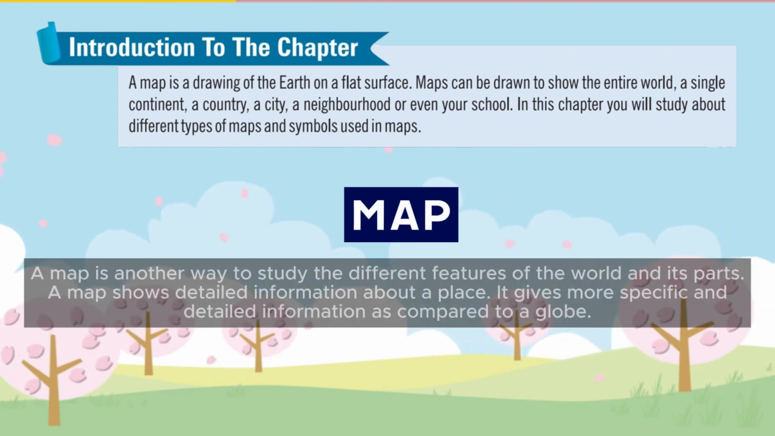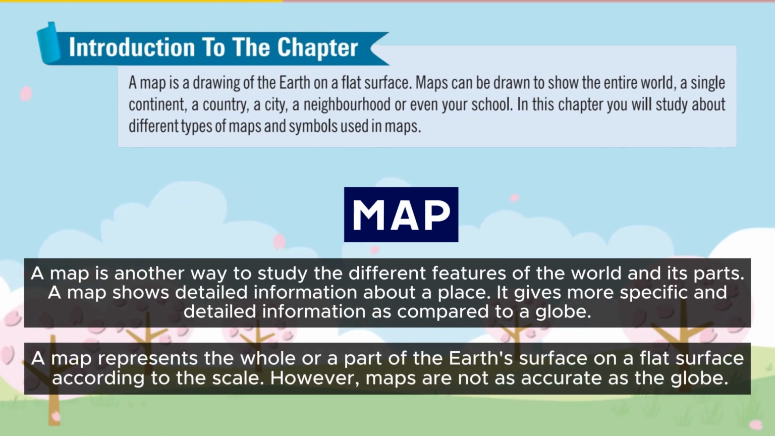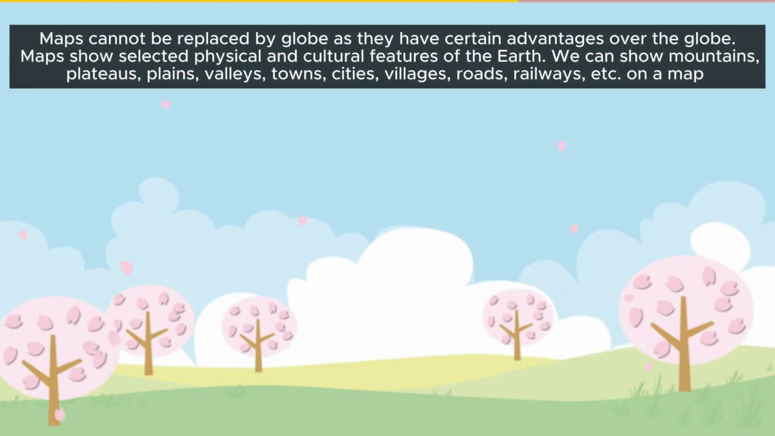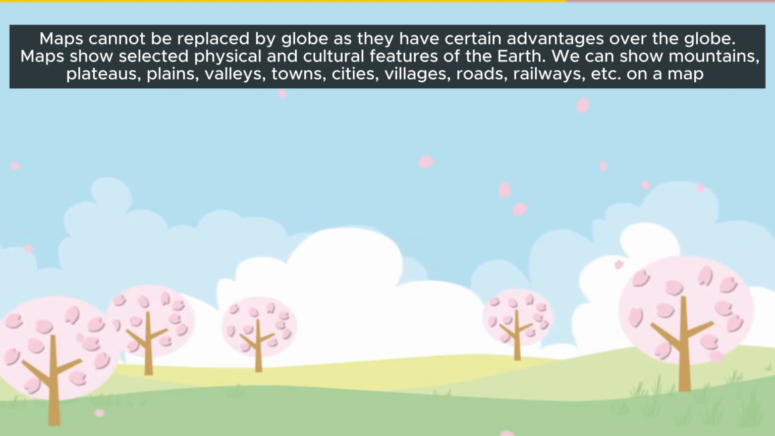Maps. A map is another way to study the different features of the world and its parts. A map shows detailed information about a place. It gives more specific and detailed information as compared to a globe. A map represents the whole or a part of the Earth's surface on a flat surface according to the scale. However, maps are not as accurate as the globe. Maps cannot be replaced by globe as they have certain advantages over the globe.